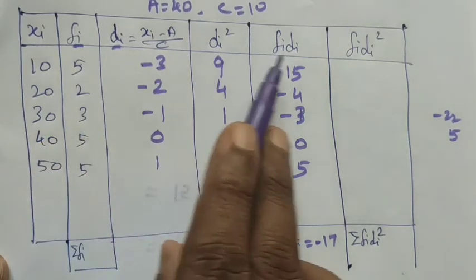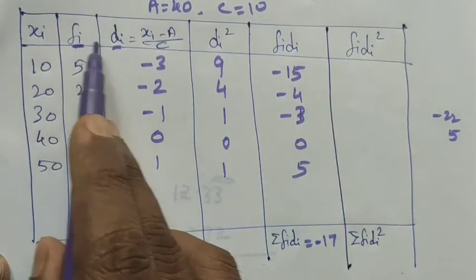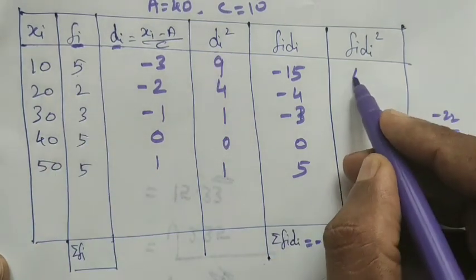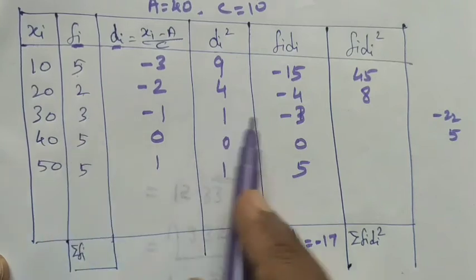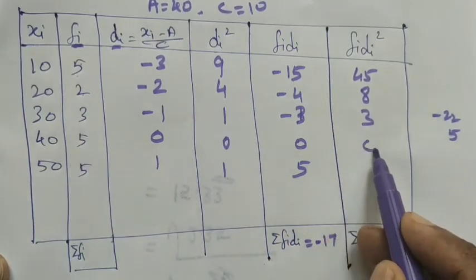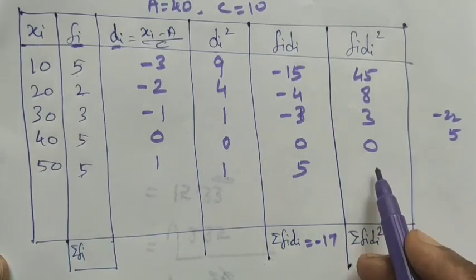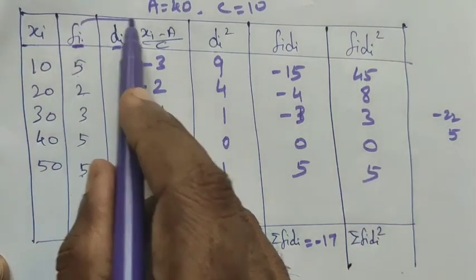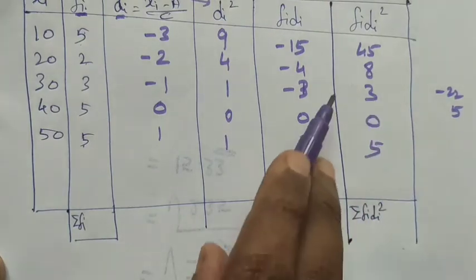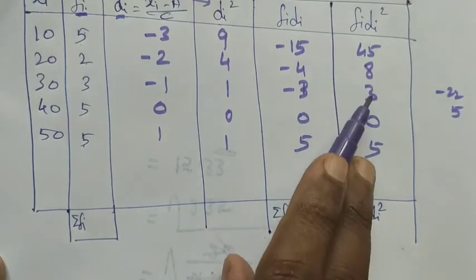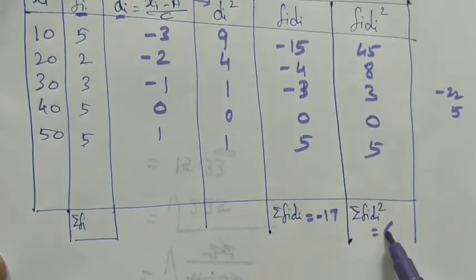Now we have to find out fi di square. 5 nines are 45, 2 fours are 8, 3 ones are 3, 5 into 0 is 0, and 5 into 1 is 5. So each term is multiplied with d square, giving fi di square. The sum of these terms is 45 plus 8 plus 3 plus 5, which is 61.